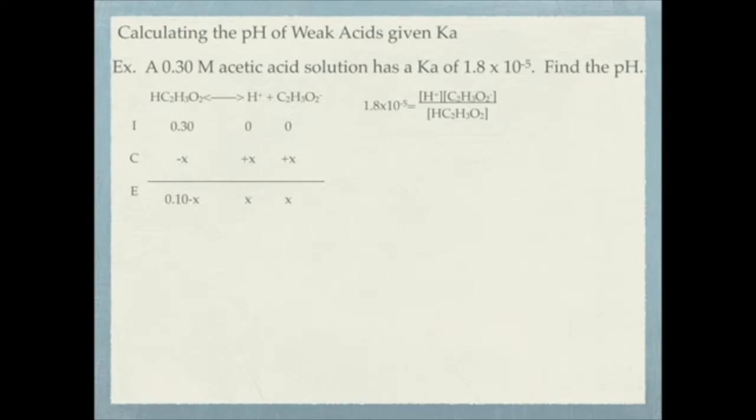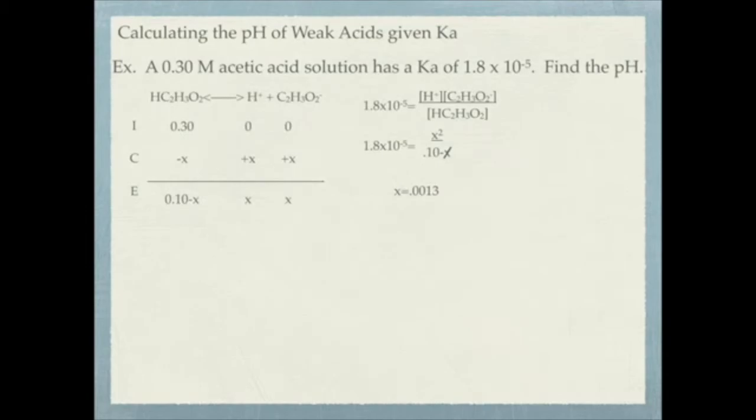So now I can plug in my variable. So 1.8 times 10 to the negative fifth equals x squared over 0.30 minus x. Okay? Now, here's the thing. Based on the rule of 100, if you take 0.30 and divide it by 1.8 times 10 to the negative fifth, that's going to be greater than 100. Therefore, I can ignore the minus x right there, and I can easily solve for x now by multiplying 1.8 times 10 to the negative fifth by 0.30 and then taking the square root of that. And so I get x equals 0.0023.